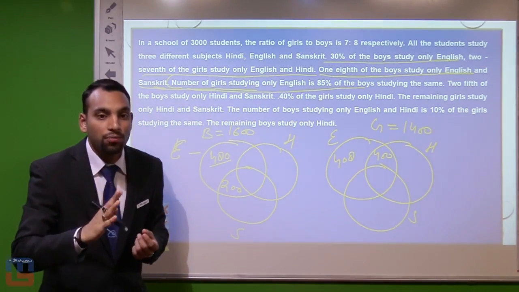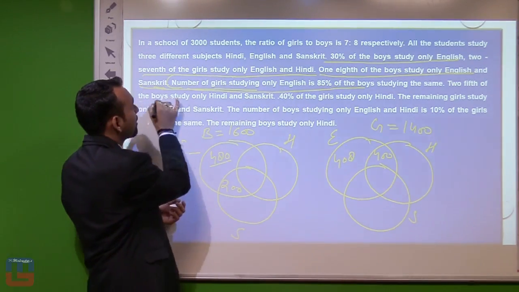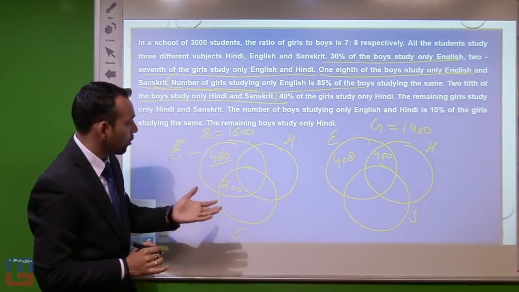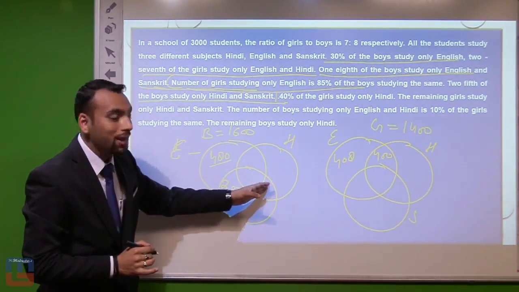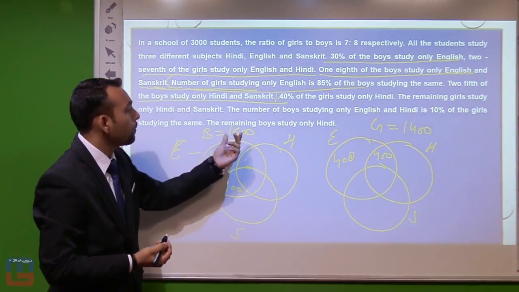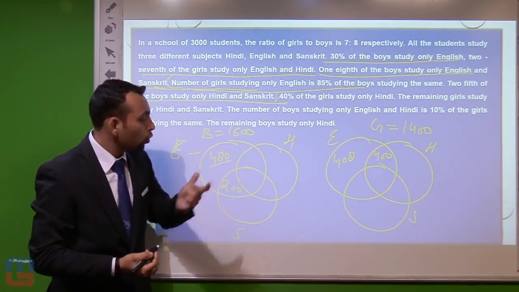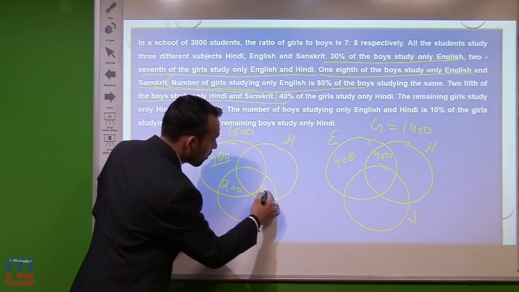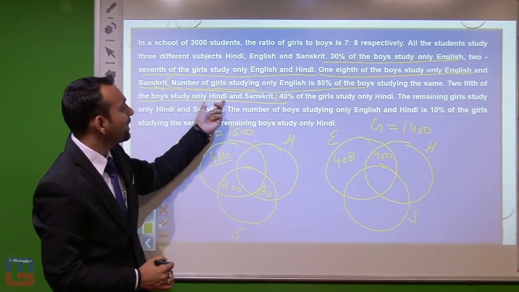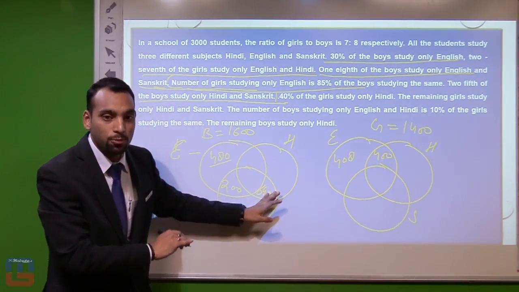2/5 of the boys study only Hindi and Sanskrit. Hindi and Sanskrit is this portion, and this is 2/5 of the total number of boys. Total boys 1600, so 2/5 will be equal to 640. So 640 study Hindi and Sanskrit, which means this portion, right?